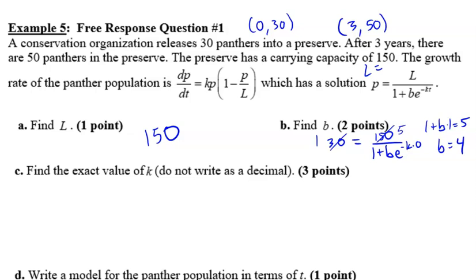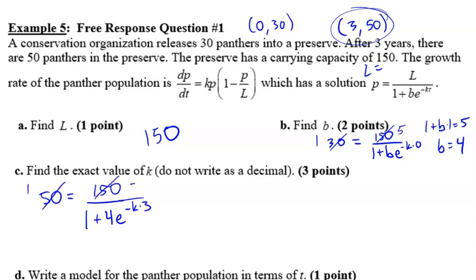And then for part C, we are going to use the other ordered pair, (3, 50), and plug that into our solution. So we've got 50 equals 150 over 1 plus, and we just determined that B is 4, so 4e to the negative k times 3. Okay, I'm going to reduce this again, make that a 3. All right, so now this denominator has to equal 3. So I've got 1 plus 4e to the negative 3k equals 3. So subtract 1, divide by 2. So e to the negative 3k is equal to 1/2.